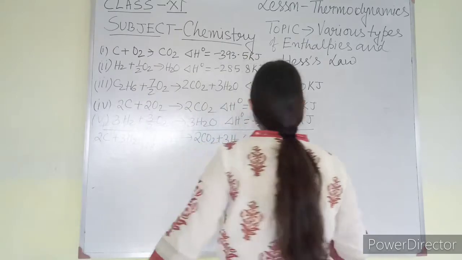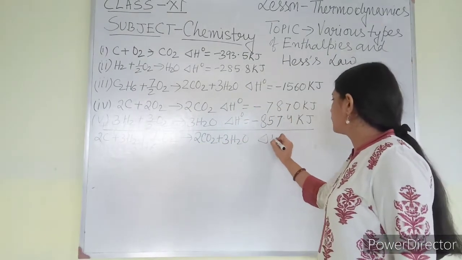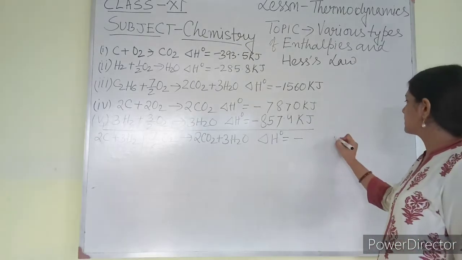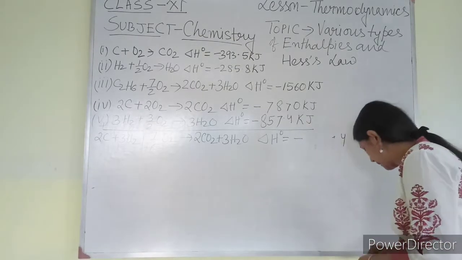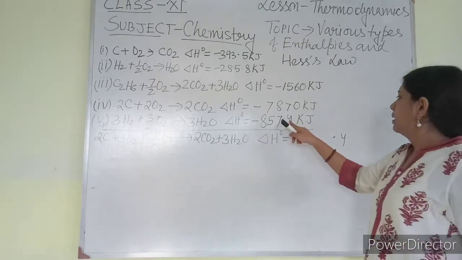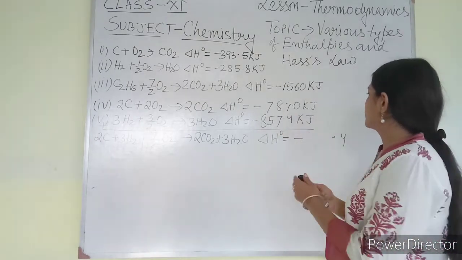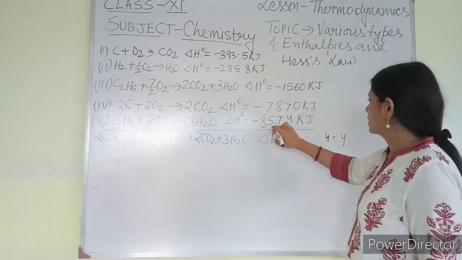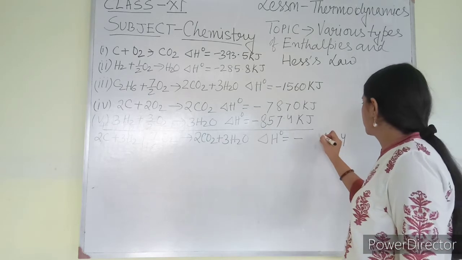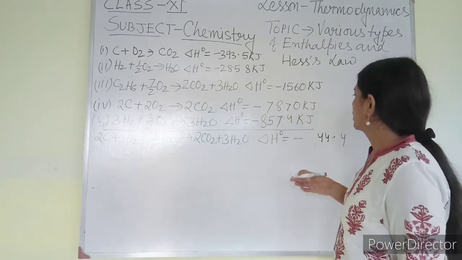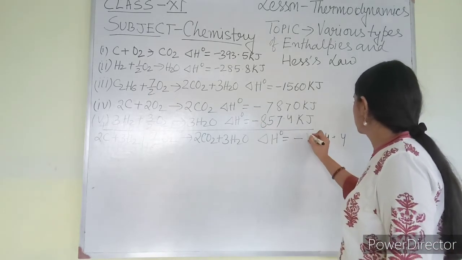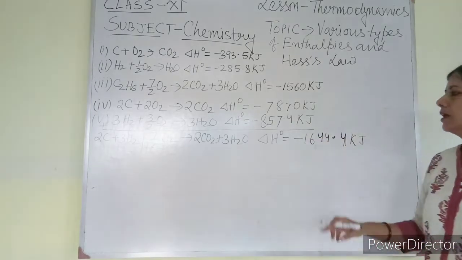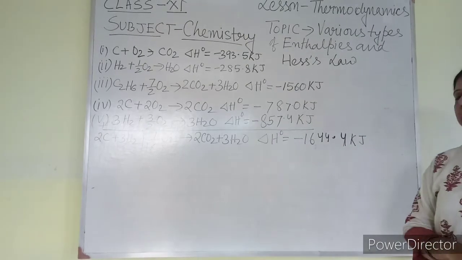So this will also be added, that is, enthalpy of formation will also be added. So what are you going to get? 0.4 here, 0.4, then 7 plus 7 is 14, carry 1. So after adding equation 4 and 5, I am getting this one.